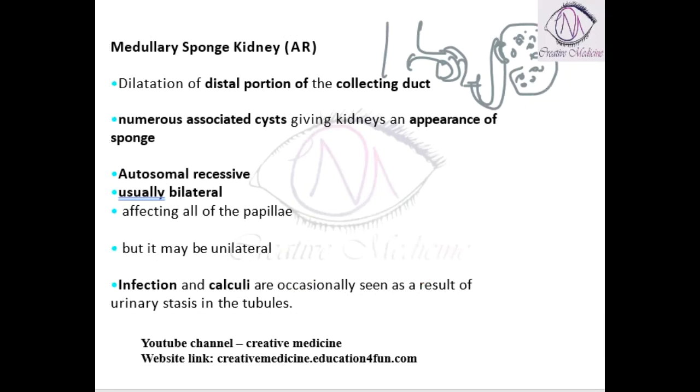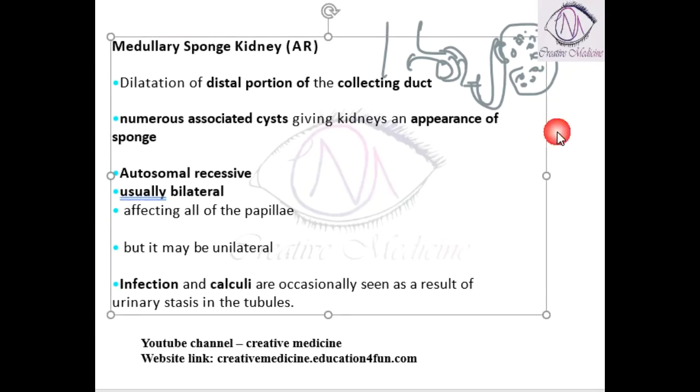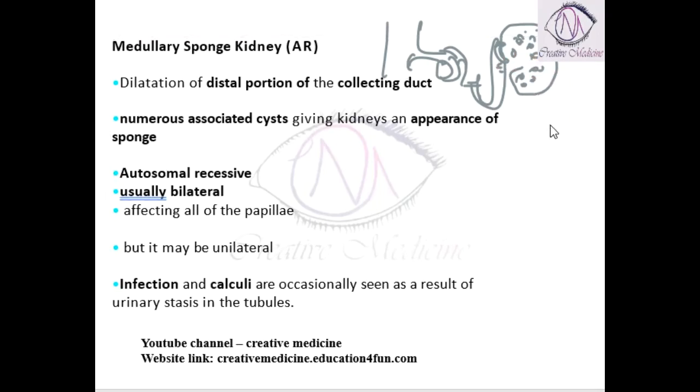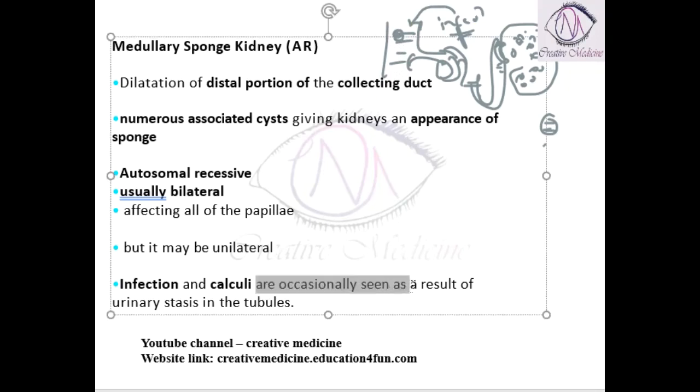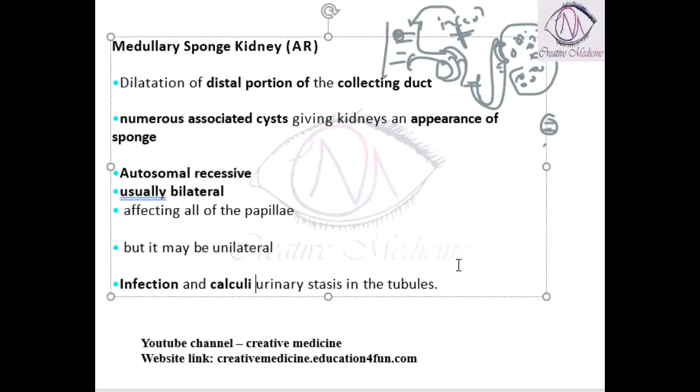In these cysts there will be stasis of urine seen in the collecting tubules, and as a result this stasis of urine invites infection. Because of supersaturation of materials in the urine, calculi are also seen. So infection and calculi occur mainly due to urinary stasis in the tubules.